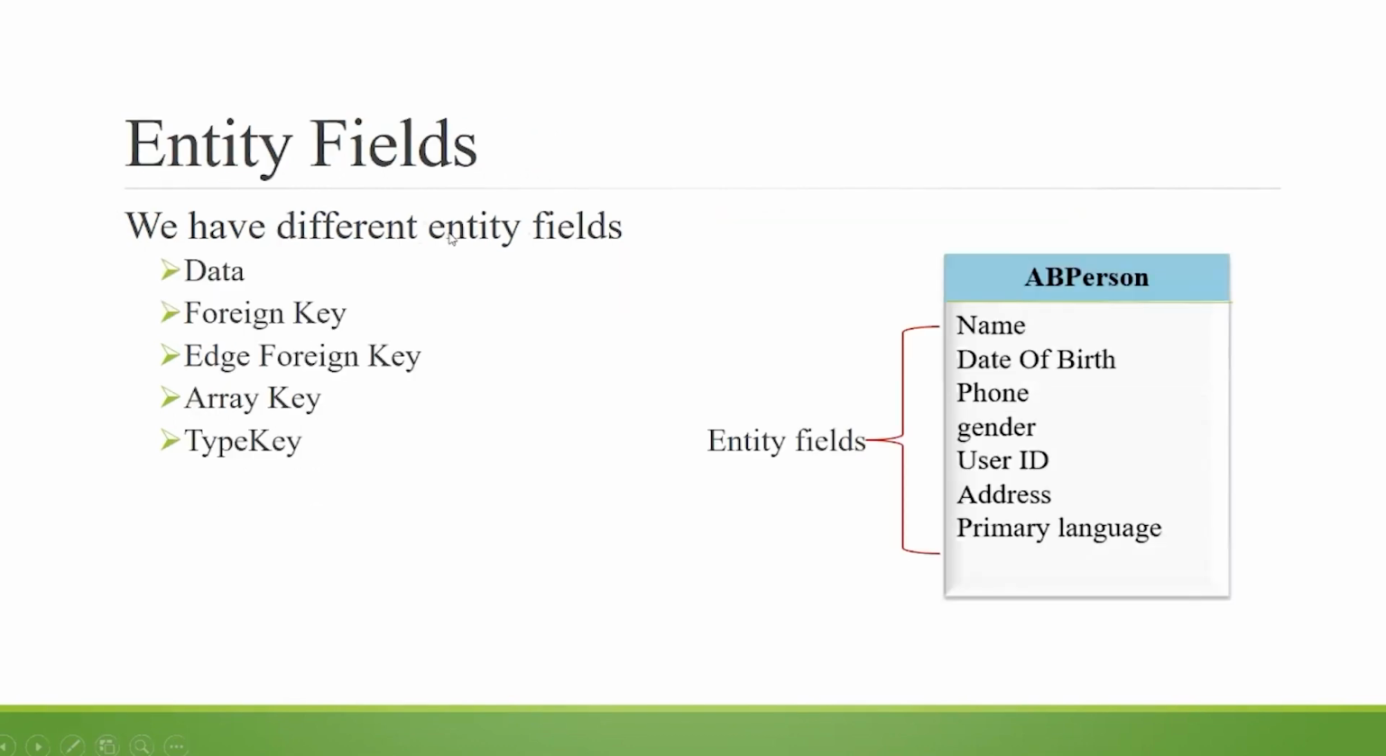Now coming to entity fields. The entity field is a value used to represent the nature of the field. For example, we have different entity fields: data, foreign key, edge foreign key, array key and type key. The fields that store data in an entity are the entity fields. Here for a person we may store name, date of birth, phone number, gender, user ID, address, primary language, etc. These are the fields that store the data. So these are the entity fields.